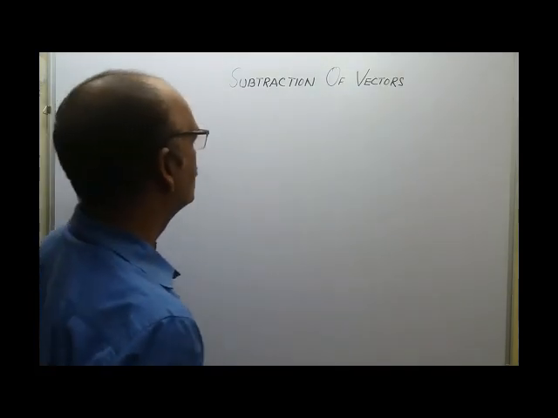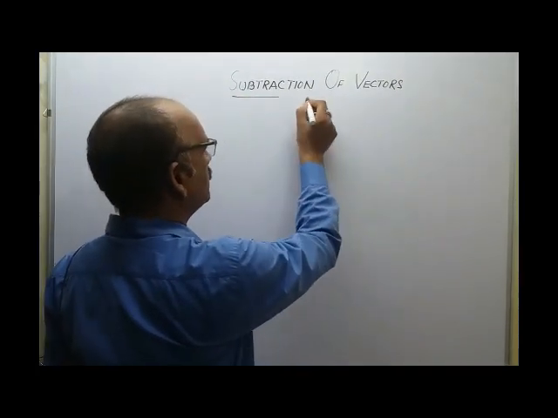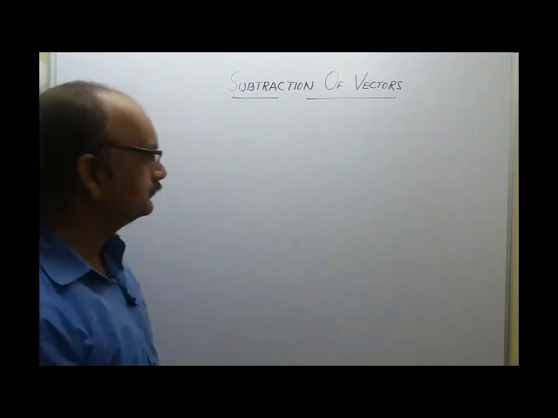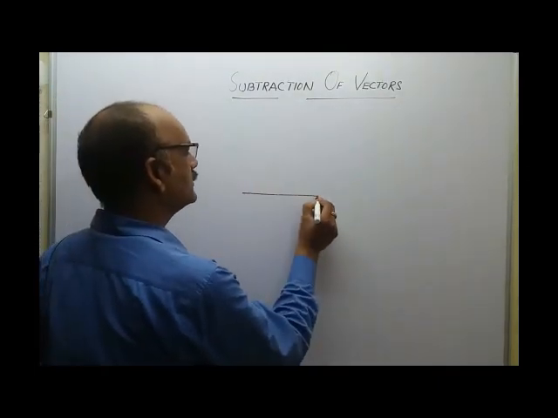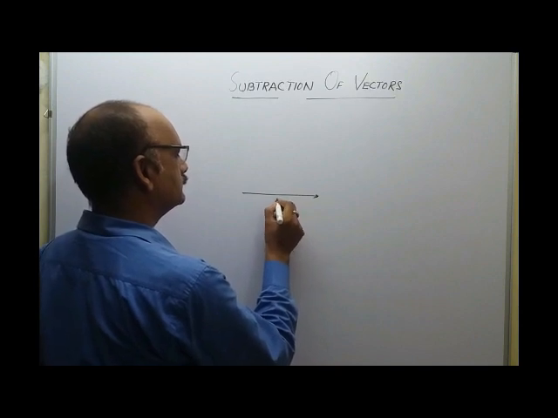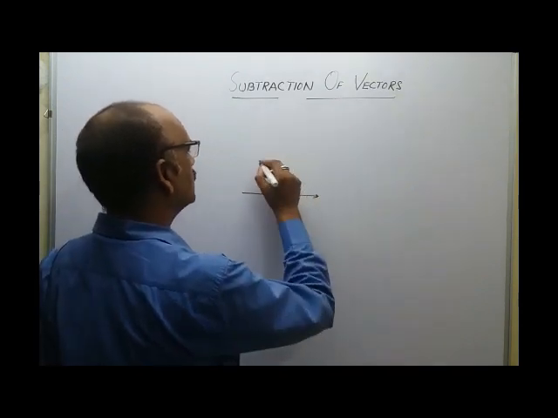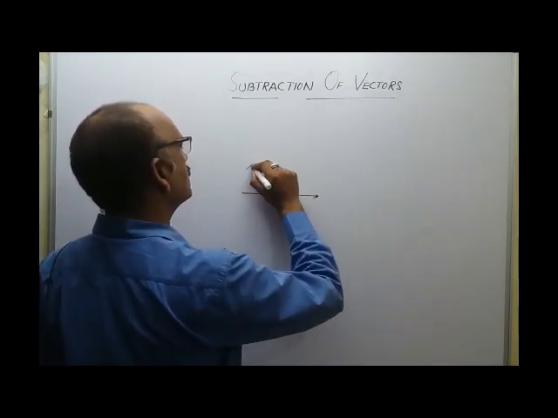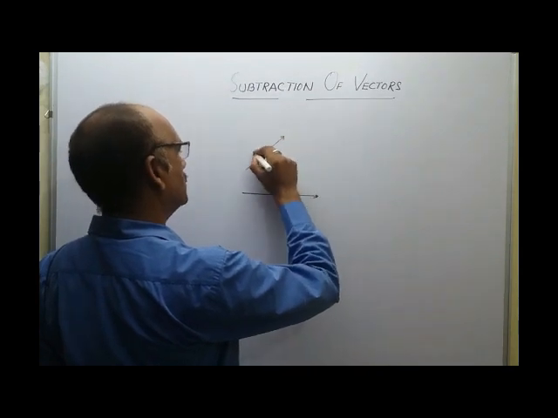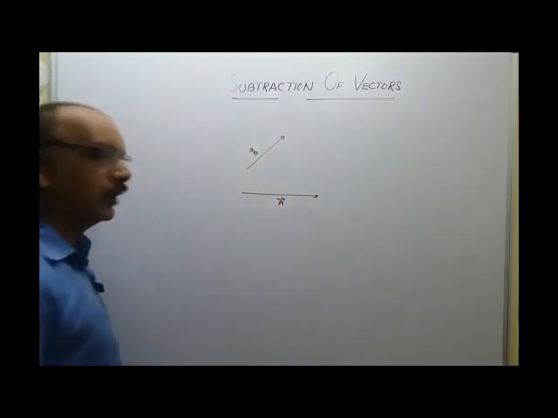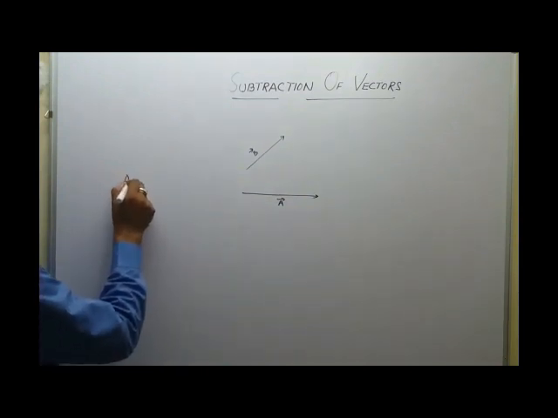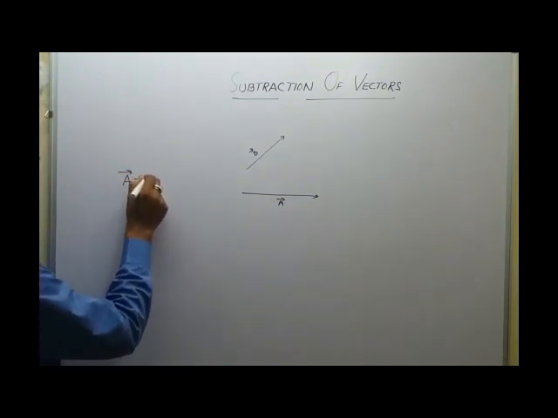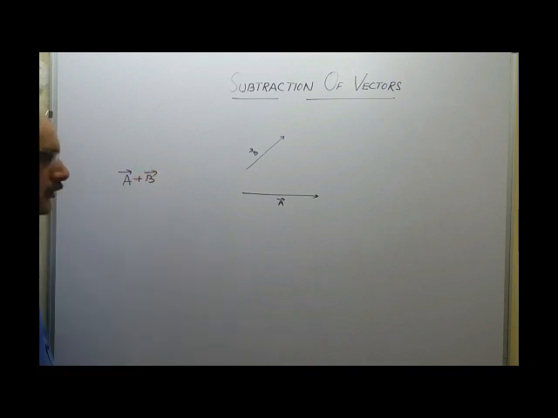We are going to discuss subtraction of vectors. Now, I have two vectors. This is vector A and this is vector B. Now, I want to find out vector A plus vector B.